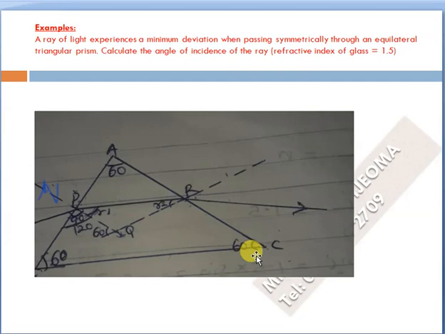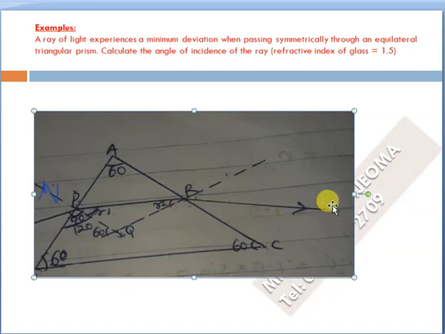The incident ray. Then you have your normal. Look at your normal, the incident ray. This is the incident ray. This is the normal, NP. This ray on entering the glass prism will be refracted. Now then the ray will also emerge.